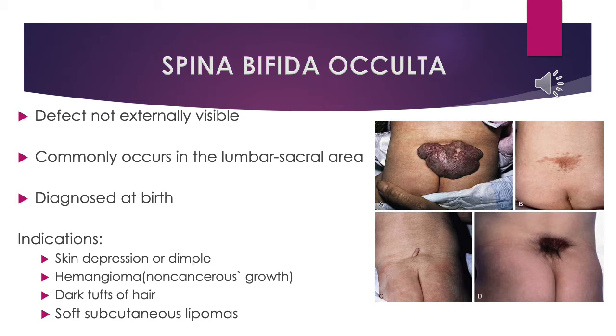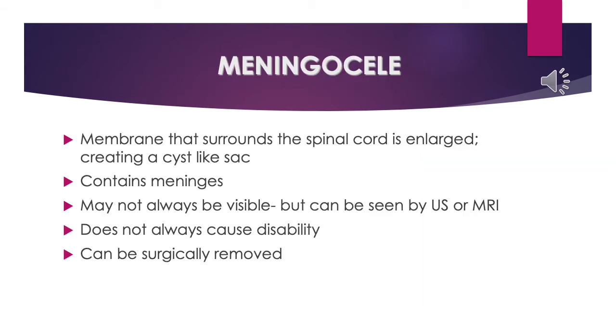With spina bifida occulta, the defect is not externally visible, and it occurs usually in the lumbar sacral area. What we can see with these patients are specific indications. We may see skin depressions or dimples, a hemangioma, which is a non-cancerous growth, dark tufts of hair, or soft subcutaneous lipomas. All of these indications would be at the level of the lesion, and there are pictures on this slide of each of these things. Spina bifida occulta is usually diagnosed accidentally because it's found on routine radiographs.